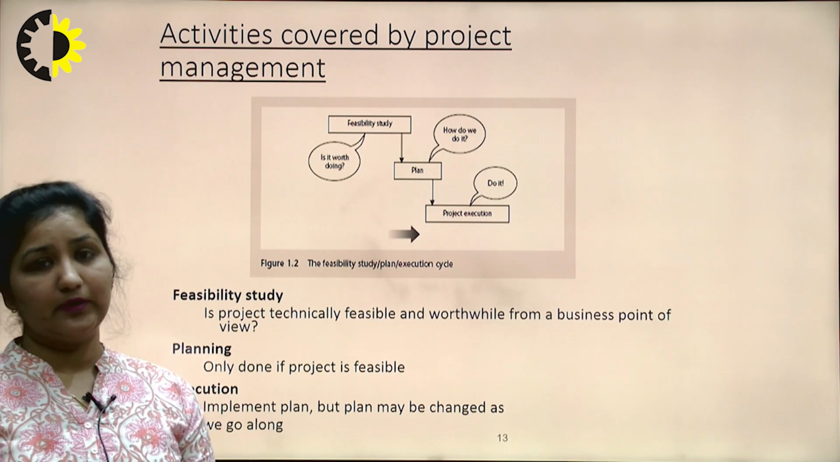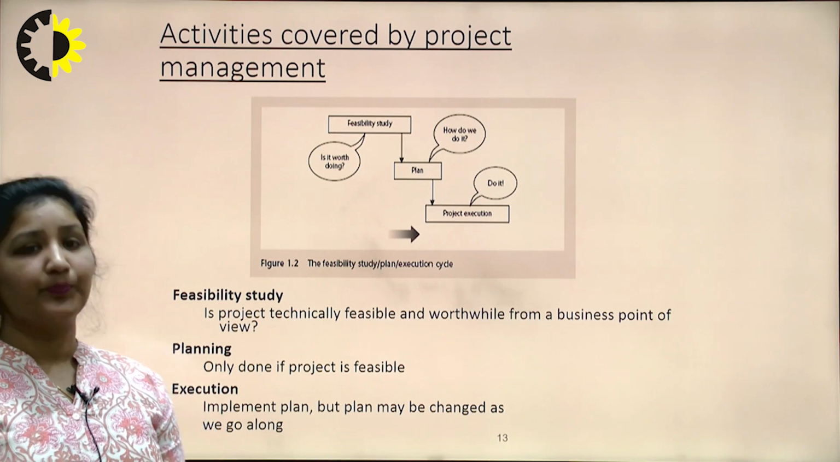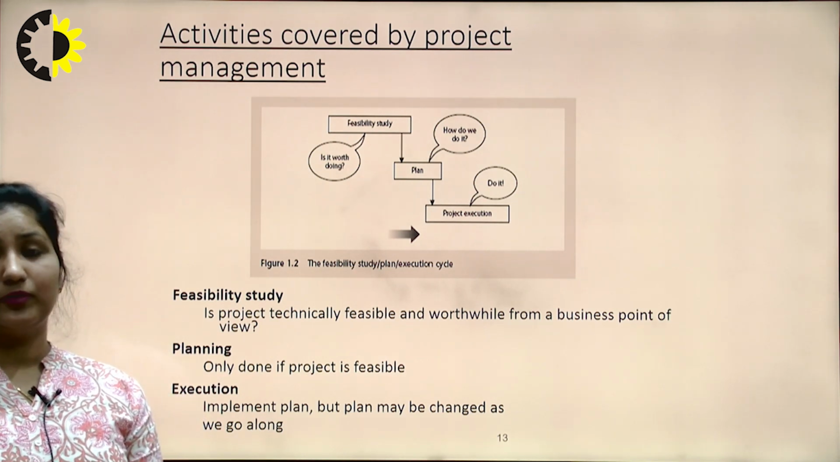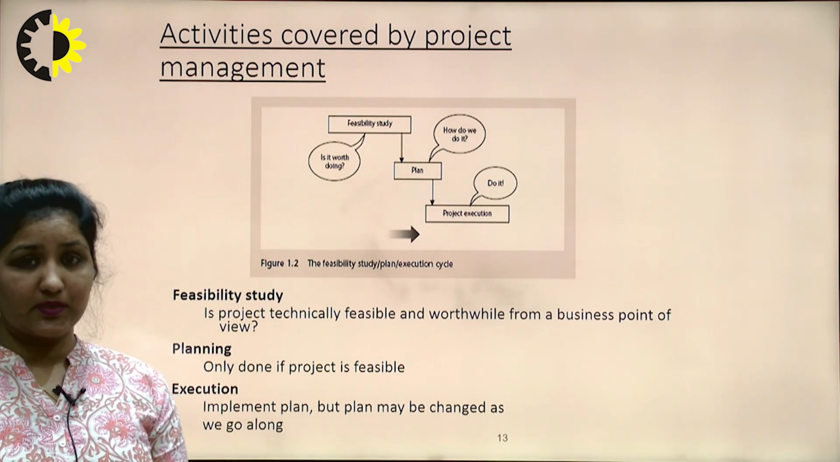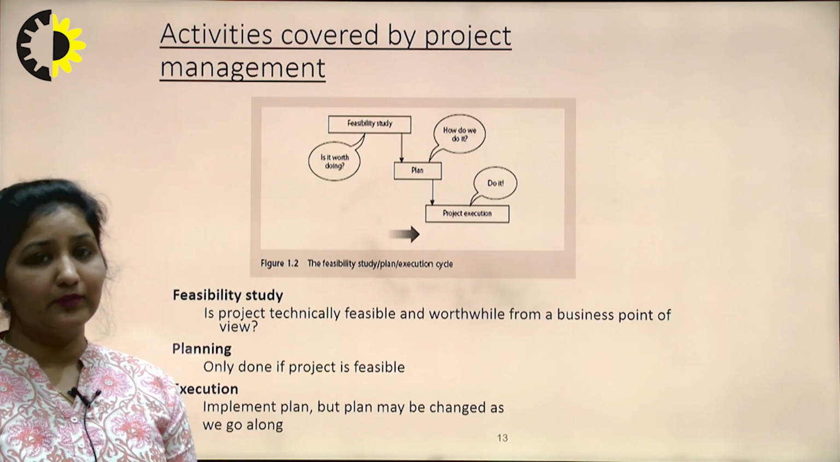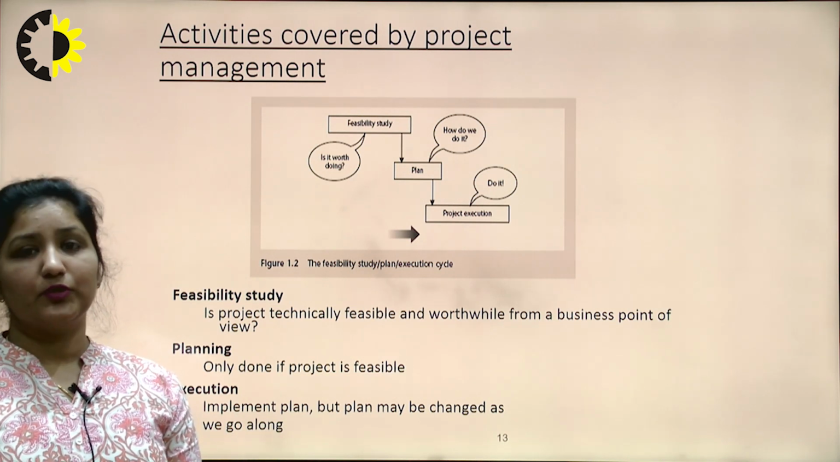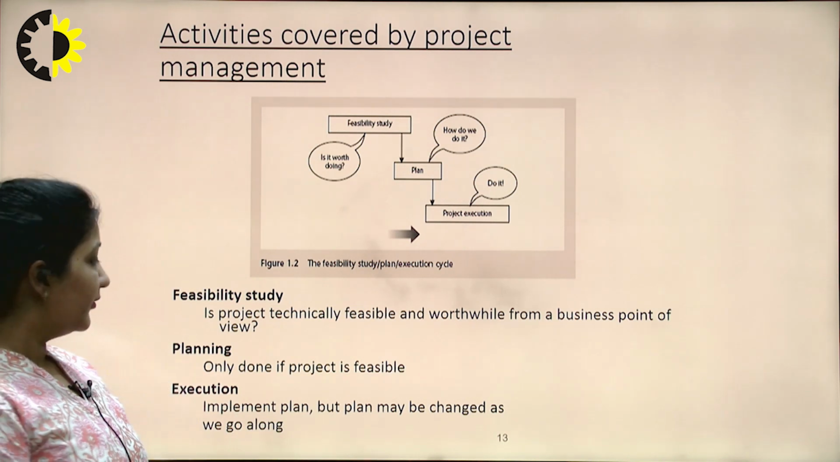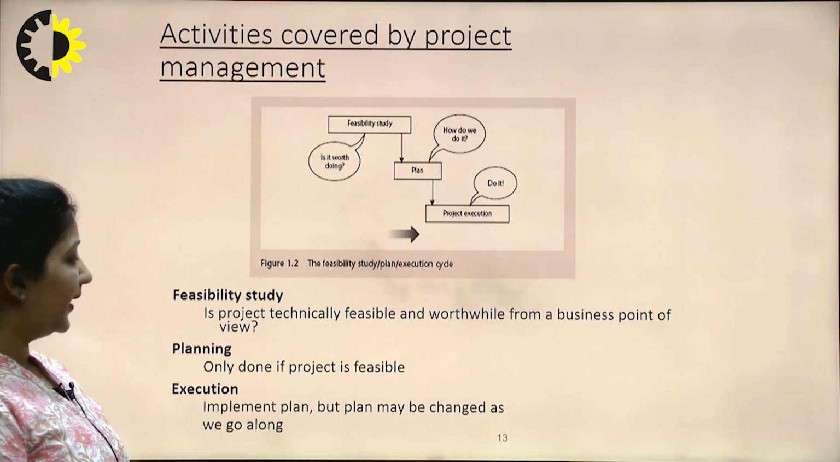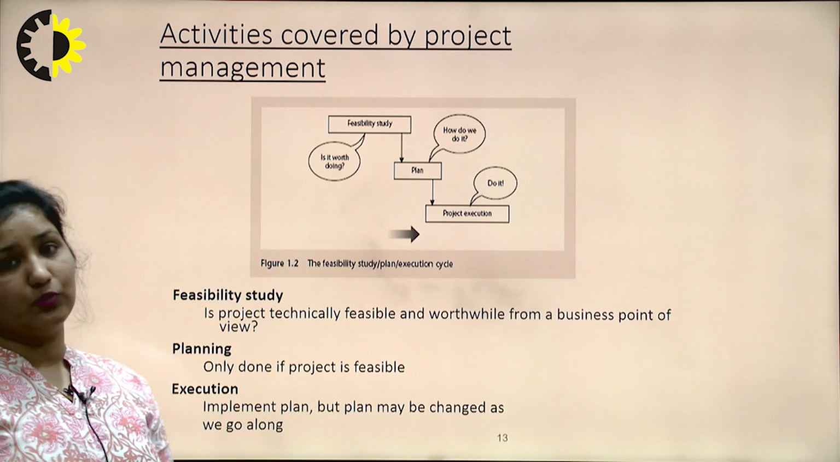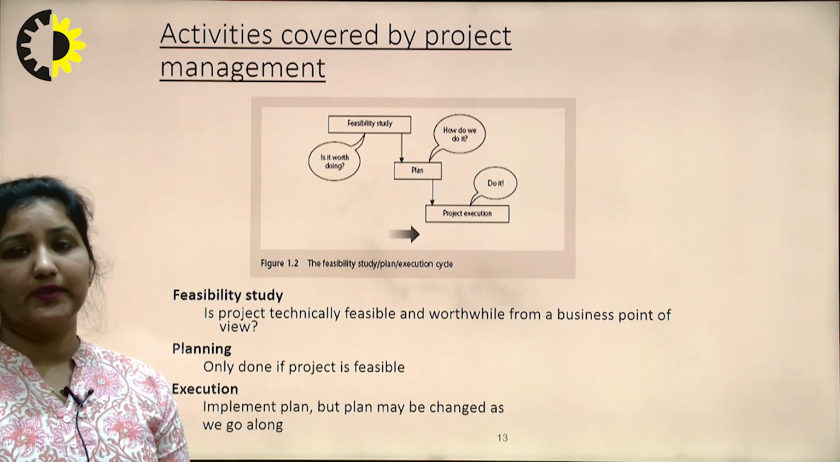So we are going to have the budget in it. Planning is only done if the project is feasible. In the feasibility study, we come to know that we can take up this particular project, then we are going to plan out the things, and if the planning is successful, then we are going to execute it. So implement the plan, but the plan may be changed as we go along. So the plan can be changed as and when the time comes.